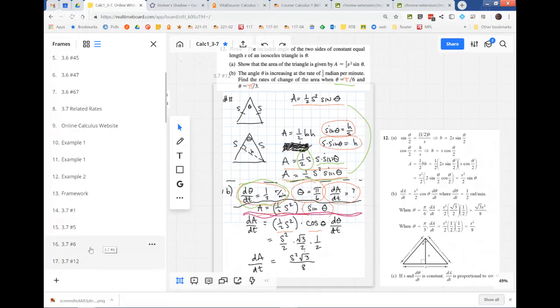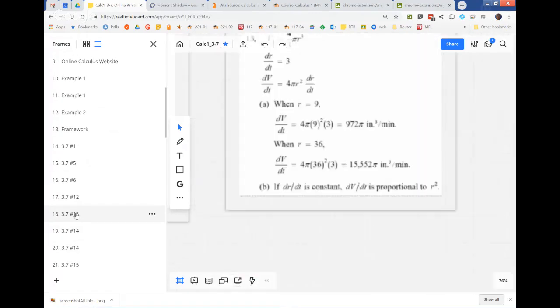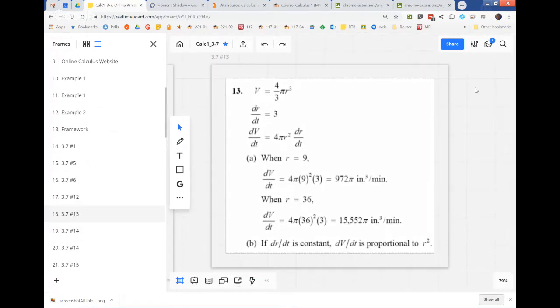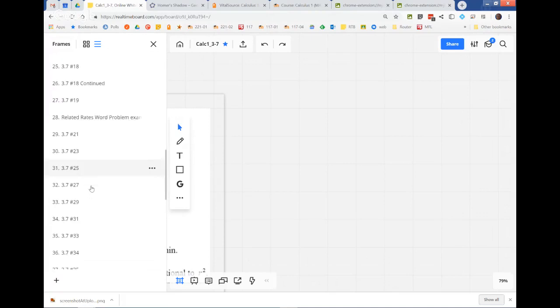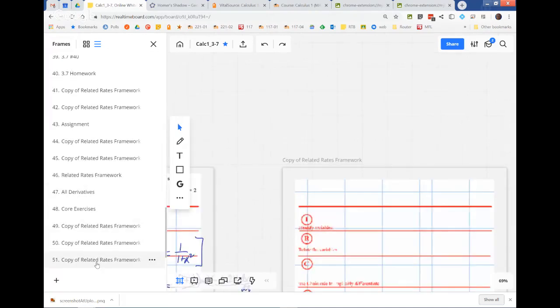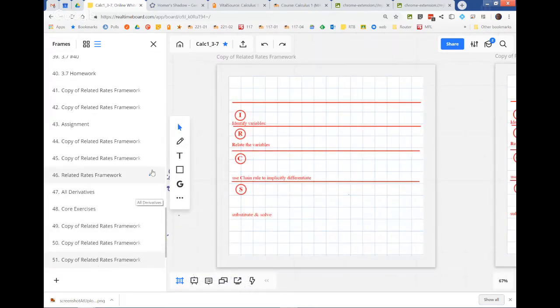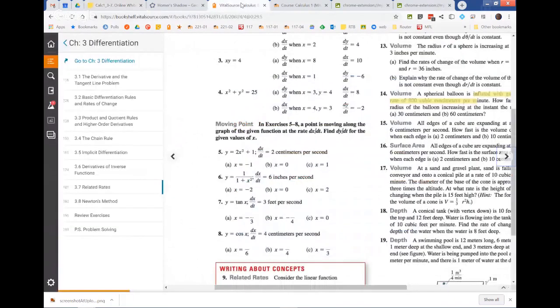Let's see if we can do one more here. Let's take number 13. For this one, we'll go to our framework. What was that, number 13? Yeah. Okay, number 13. And I'm going to pull that problem in from our book.